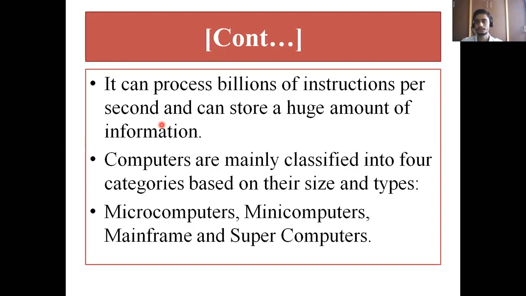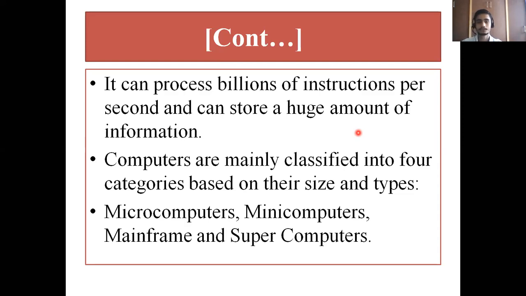Continuing the definition of a computer, let's understand more about it. It can process billions of instructions per second and can store a huge amount of information. This is a very interesting thing. चाहे बहुत सारे instructions हों, ये per second में आपको process करके दे देगा. And it can store a huge amount of information, measured in TB, GB, etc.